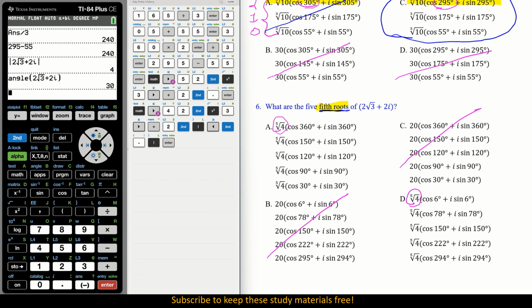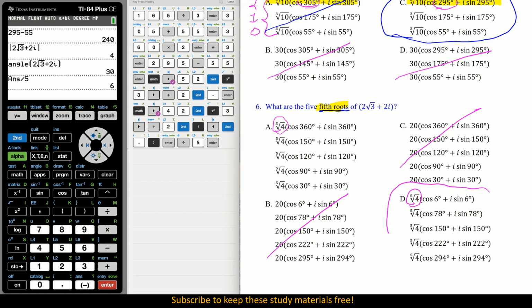So what did I tell you? The first thing we need to do with the degree is divide it by whatever our root is. Well, we have a 5. So 30 divided by 5 gives us 6. Who says 6? Well, the only one of these that gives us that is D. Then we can go down and verify all of the other degrees, each of these.